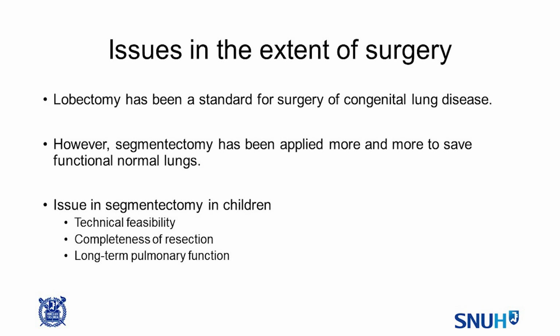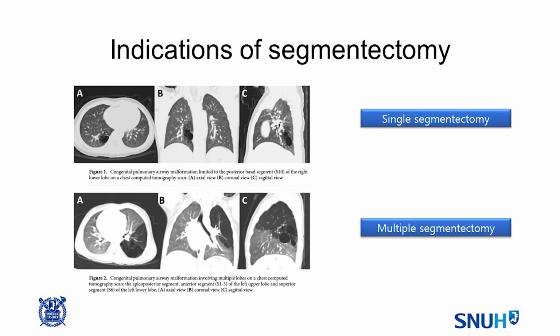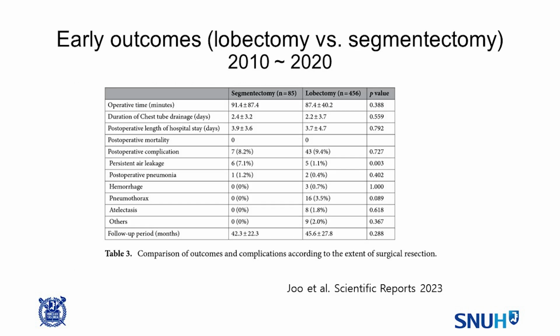Is it technically feasible? Can it be completely removed without leaving any remnants? And in the long term, does it actually result in better lung function? From a technical perspective, lobectomy is already challenging due to its size, but segmentectomy presents an even higher level of technical difficulty. Segmentectomy is performed in two main scenarios. The first is when the lung lesion is truly small, and the second is when it's so large that it encroaches on two lobes, requiring the procedure to preserve the lung as much as possible. Since 2010, we have performed segmentectomy on approximately 85 patients at our hospital.